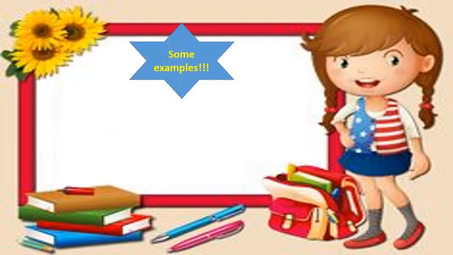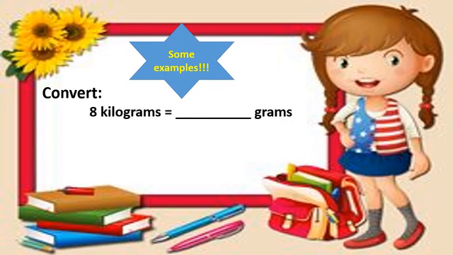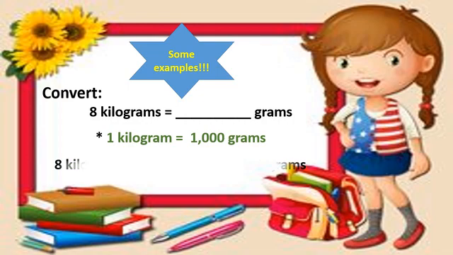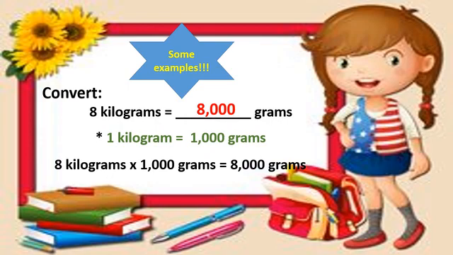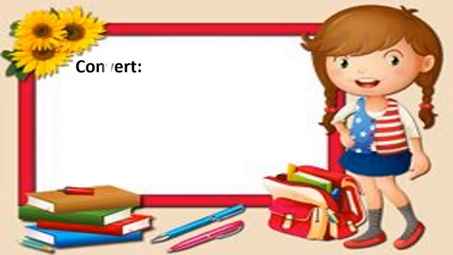Let's have some examples. Convert 8 kilograms to grams. So we must remember that 1 kilogram is equal to 1,000 grams. So what are we going to do to convert a larger unit to a smaller unit? You're going to multiply. So 8 kilograms times 1,000 grams is equal to 8,000 grams. The answer is 8,000.